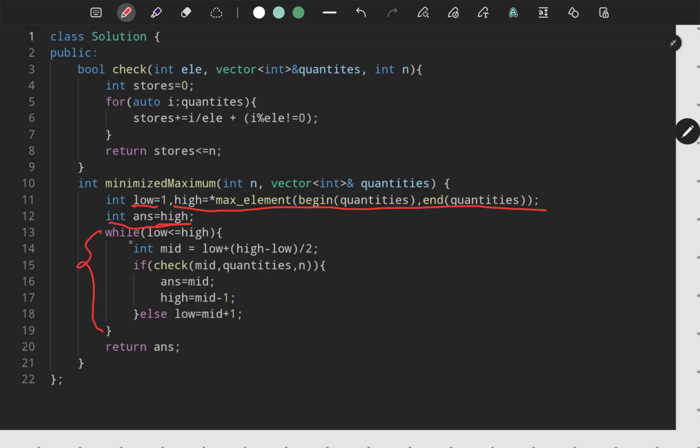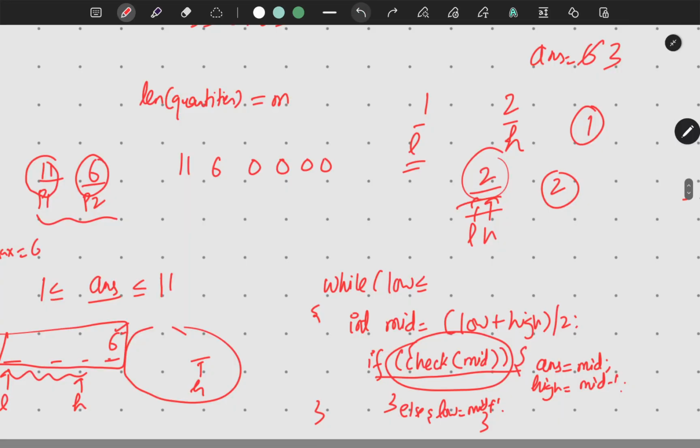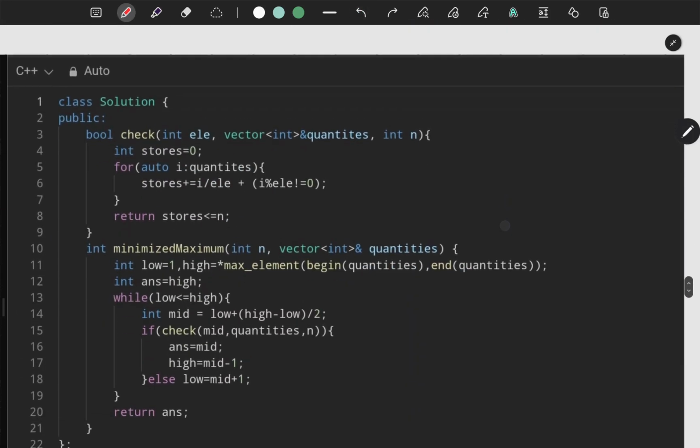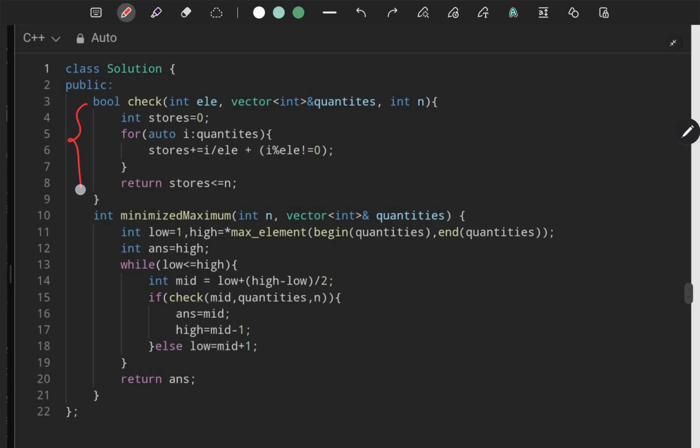So while low is less than high, we are finding the mid value, and we are checking whether this mid value can be the answer or not. If this mid value can be the answer, then we are assigning it to answer, and now we are reducing our search space to the left side, and if this is not possible, then we are just going towards the right side to search for the optimal answer. And this is our check function.